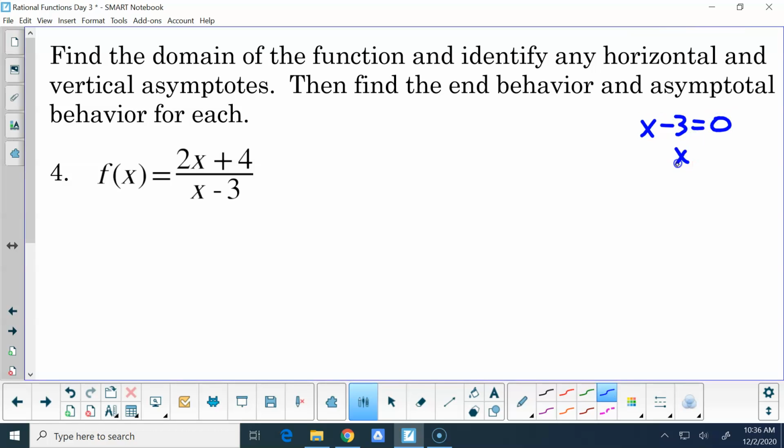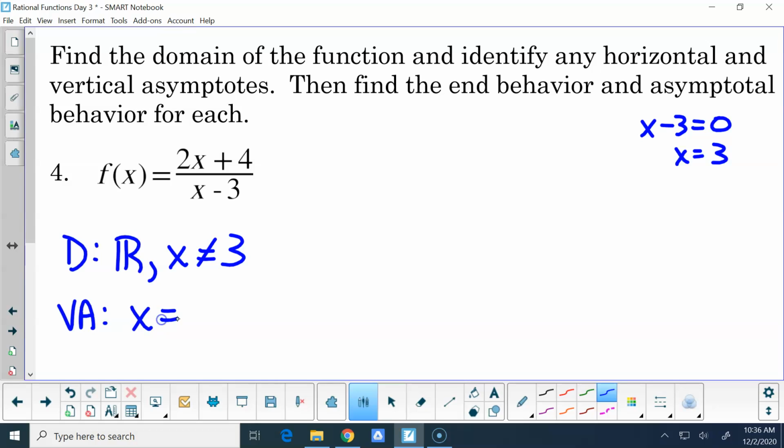The denominator is equal to 0, so x is equal to 3. Right? So that tells me that my domain is all real numbers, but x cannot be 3, which tells me that I have a vertical asymptote at x equals 3. Agree?